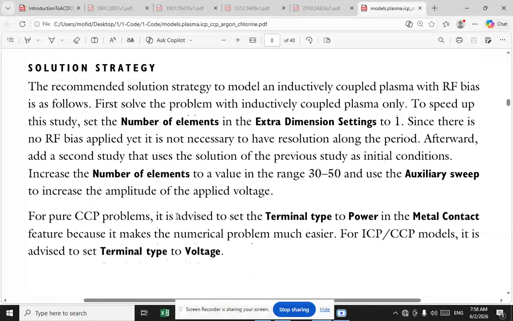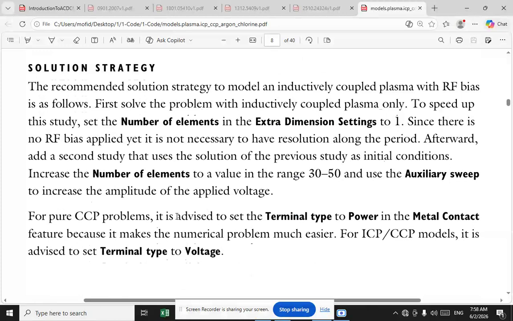First, solve the problem with inductively coupled plasma only. To speed up this study, set the number of periods in the extra dimension settings to 1, since there is no radio frequency bias applied yet and it is not necessary to have resolution along the period.